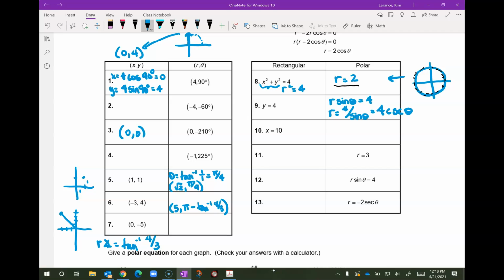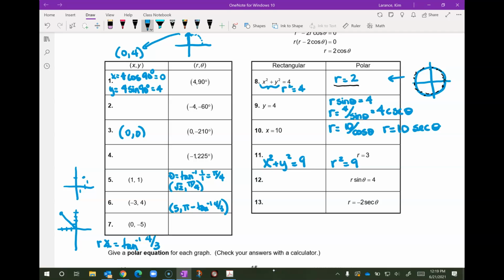Okay, x equals 10, you would do the very same thing with r cosine theta. So you would get r equals 10 divided by cosine, and r equals 10 secant theta. r equals 3. Well, let's square it. So r squared equals 9. And then remember what we did up there on number 8. We replaced the x squared plus y squared with r squared. Now we're going to replace the r squared with x squared plus y squared. So that one's pretty easy.